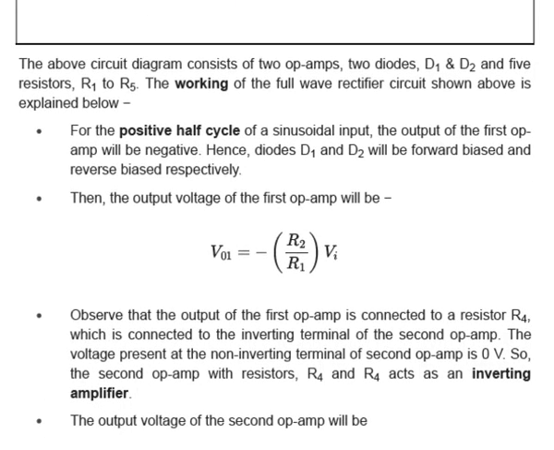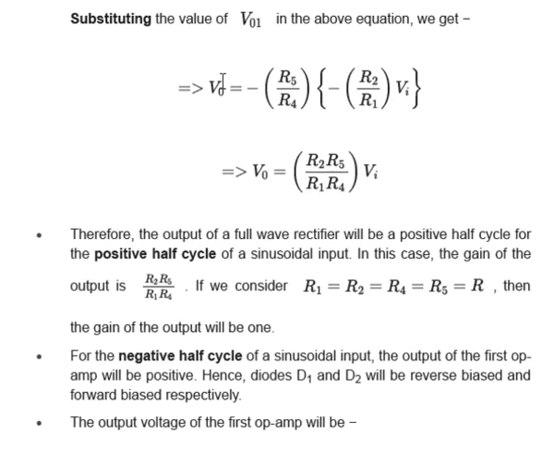So observe that the output of the first op-amp is connected to resistor R4, which is connected to the inverting terminal of the second op-amp. The voltage present at the non-inverting terminal of the second op-amp is 0 volt. So the second op-amp with resistors R4 and R5 acts as an inverting amplifier. So the output voltage of the second op-amp is V0 equals minus R5 by R4 into V01. So substituting, we get V0 equals R2 R5 by R1 R4 whole into Vi.